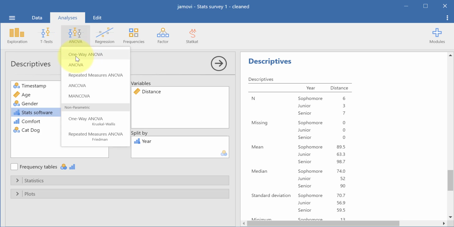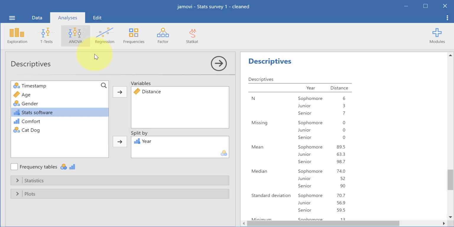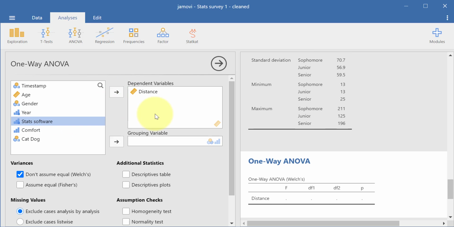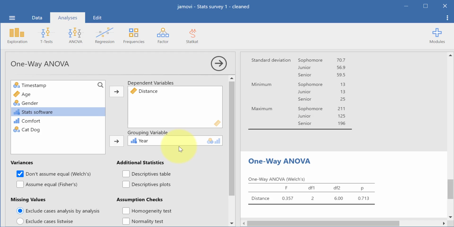So I have my ANOVA. The one that we're going to use is the one-way ANOVA. And here I'm going to put in my dependent variable as being distance. So that's my continuous variable, right? And I'm going to put in year as my grouping variable because I care about the differences between these 3 years.